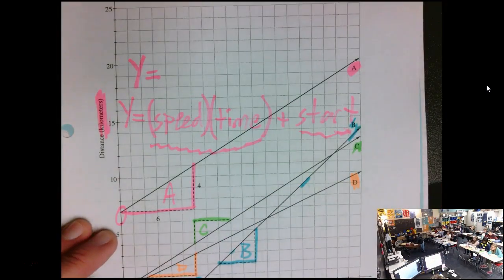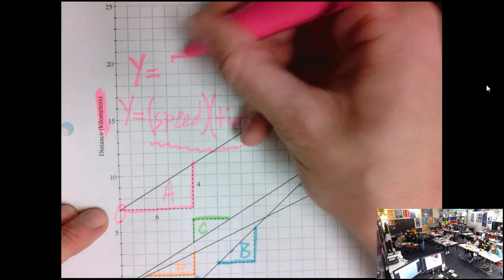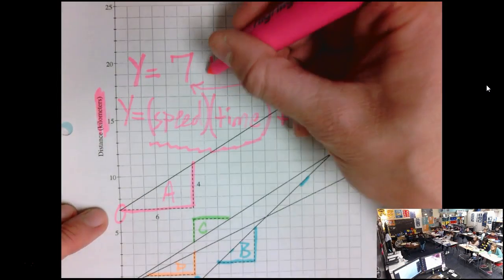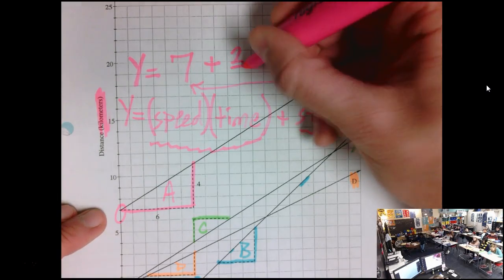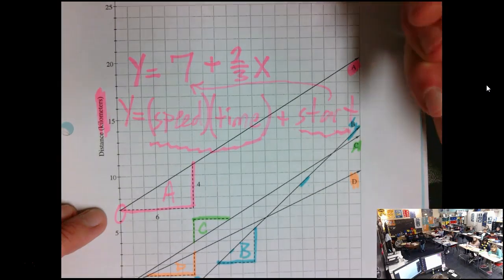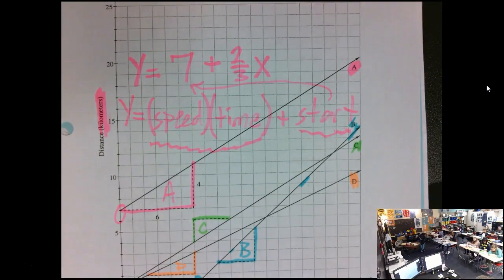So for A, my y equals, I'm writing in pink because I'm relating to A. Where does A start? 7 kilometers in. Now that's actually my constant value. Plus, what's their speed? Two thirds times x, the amount of minutes they've been racing. Either way, it does not matter.